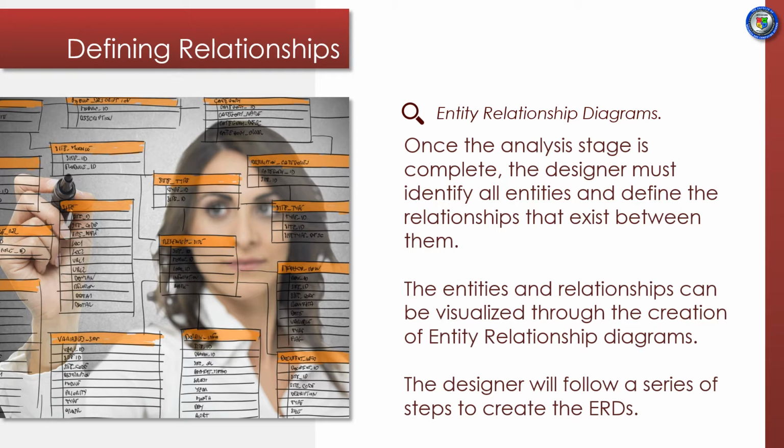Let's look at defining relationships between our entities. Once the analysis stage is complete, our designer must identify all of the entities and define the relationships that exist between those entities. These entities and relationships can be defined and visualized through the creation of entity relationship diagrams. Our designers will go through a series of steps in order to create these entity relationship diagrams. We will take you through these steps now.